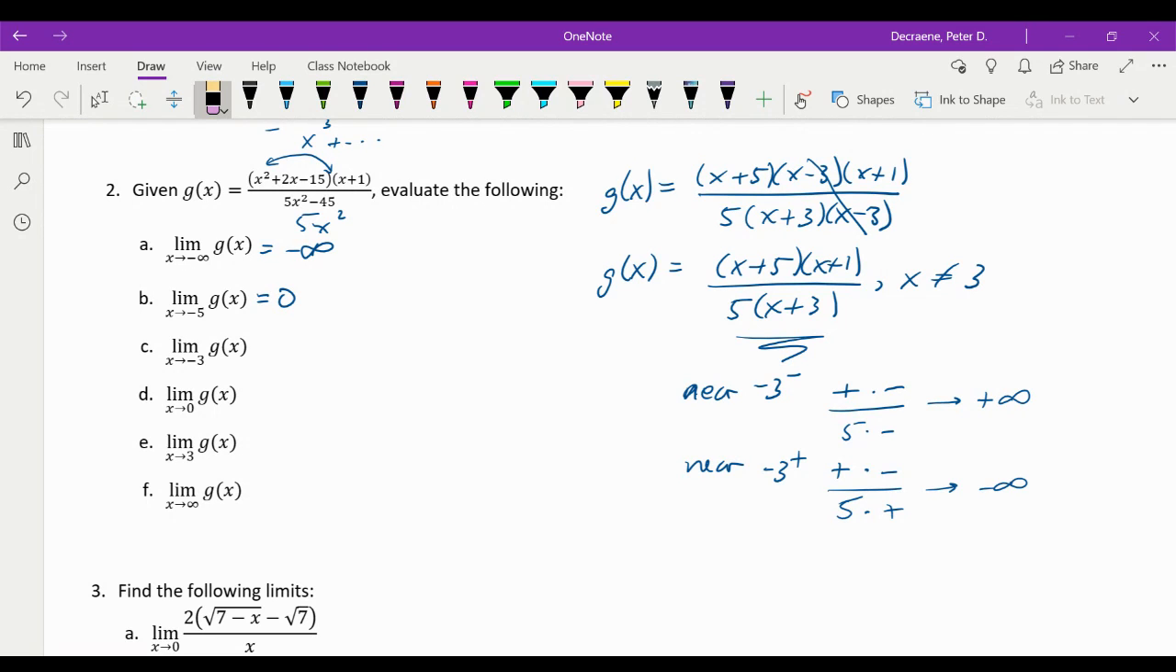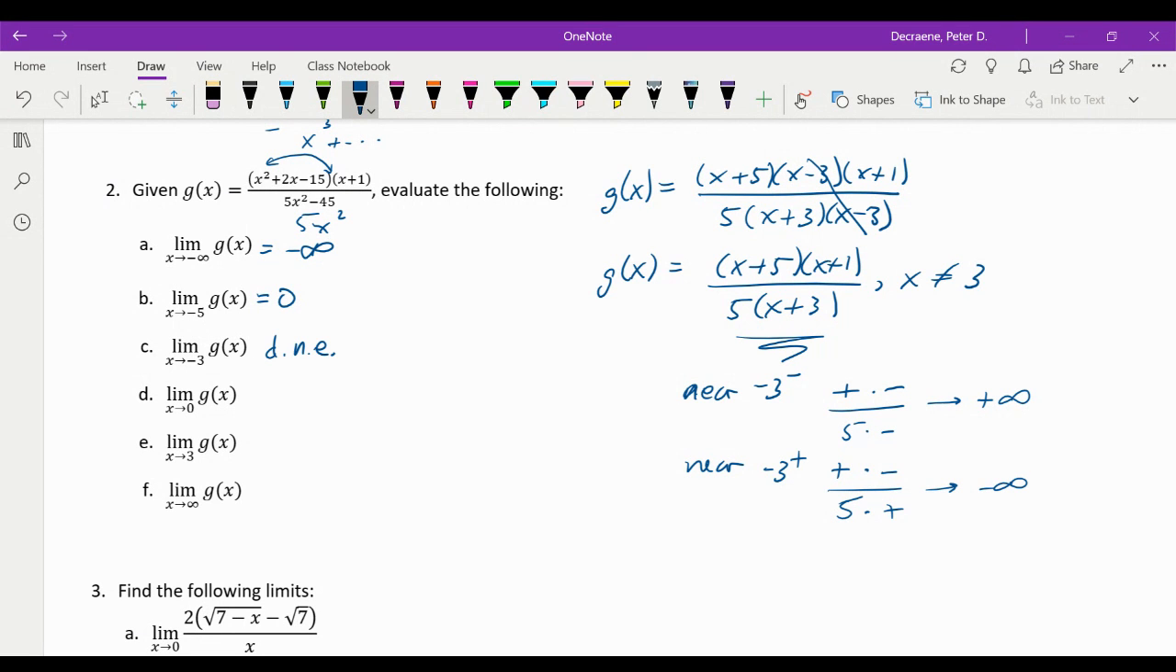Near -3 from the right, something close to -3 but a little less negative, plus 3 gives us a positive number. Negative divided by positive is negative. Since the left limit and the right limit are different, the limit as x goes to -3 does not exist.